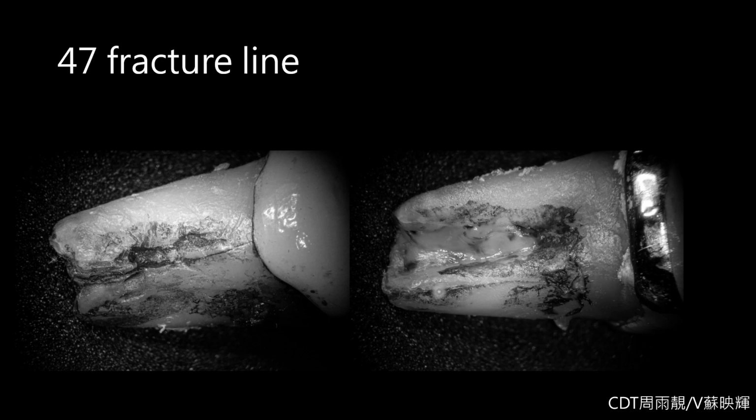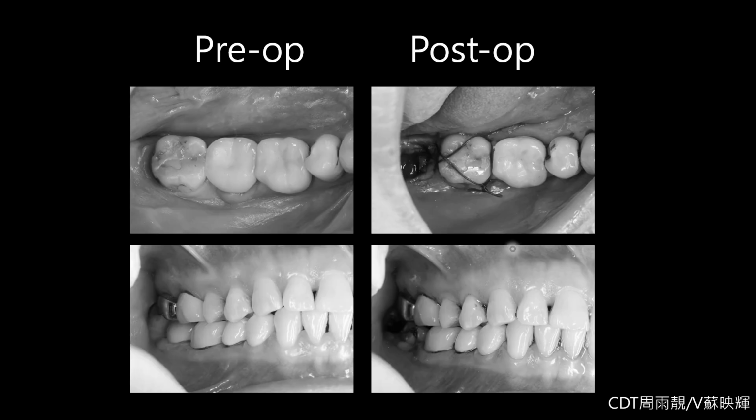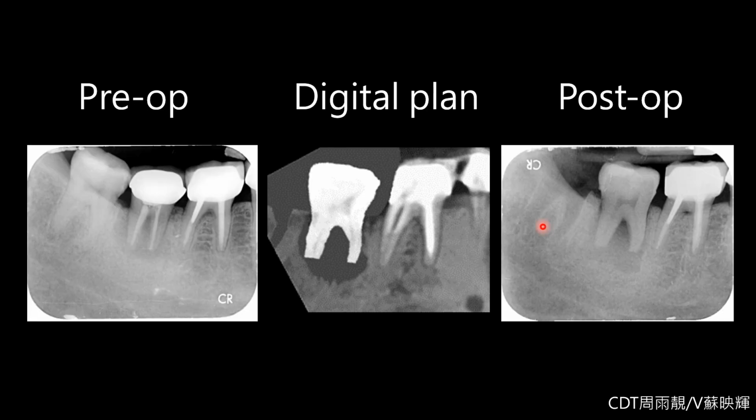I stained it with methylene blue, and you can see the vertical root fracture here. And on the left is the pre-op, and right is the post-operative. So this is our digital planning go through pre-operative and digital planning, and this one is post-operative.